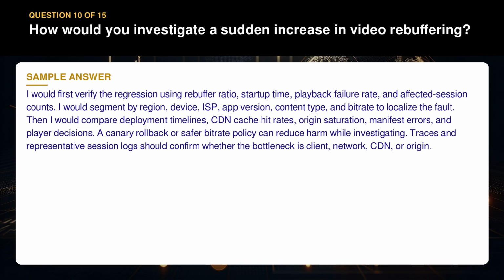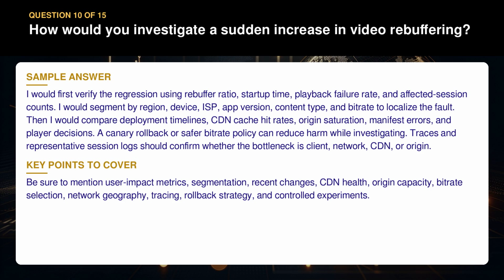Then I would compare deployment timelines, CDN cache hit rates, origin saturation, manifest errors, and player decisions. A canary rollback or safer bitrate policy can reduce harm while investigating. Traces and representative session logs should confirm whether the bottleneck is client, network, CDN, or origin. Be sure to mention user impact metrics, segmentation, recent changes, CDN health, origin capacity, bitrate selection, network geography, tracing, rollback strategy, and controlled experiments.